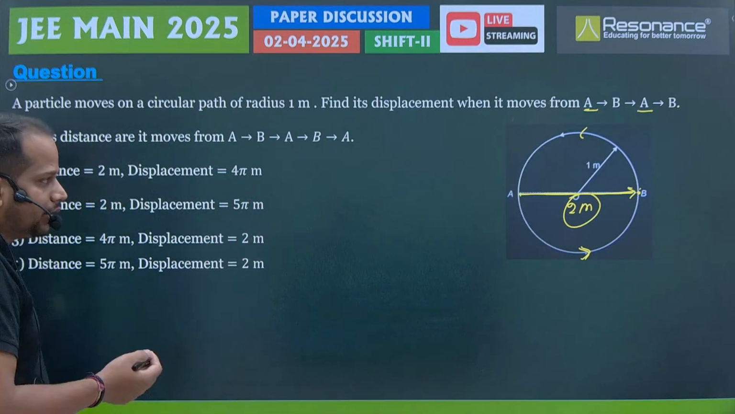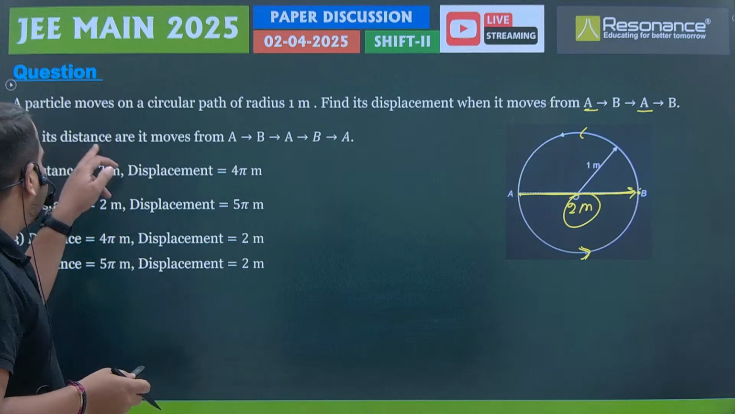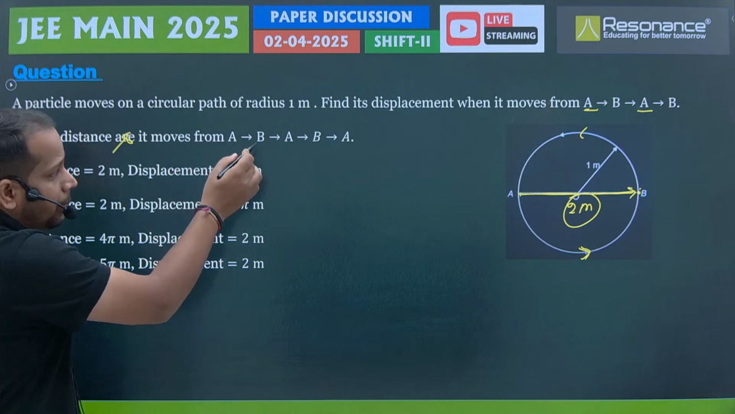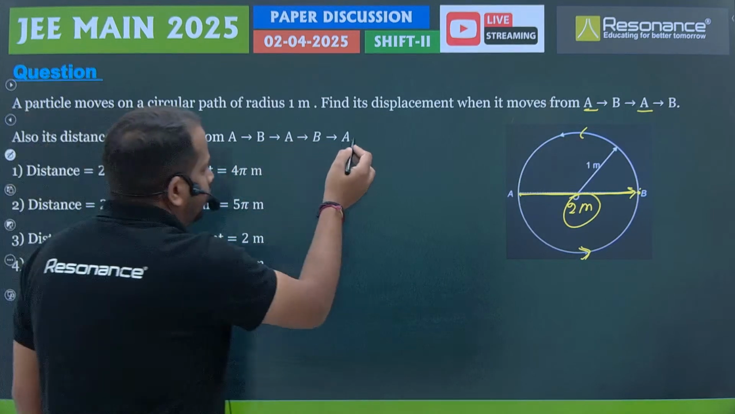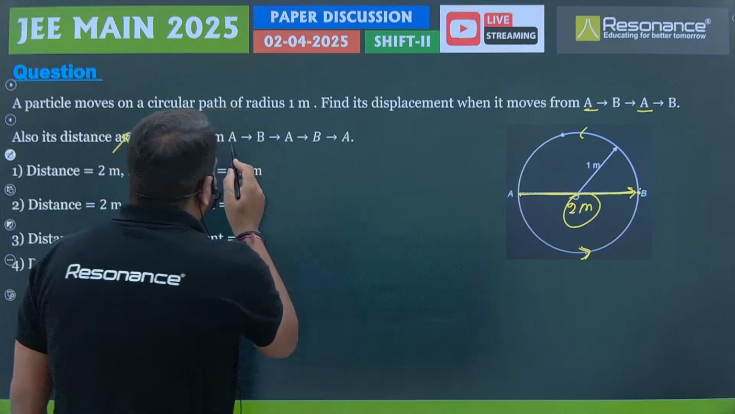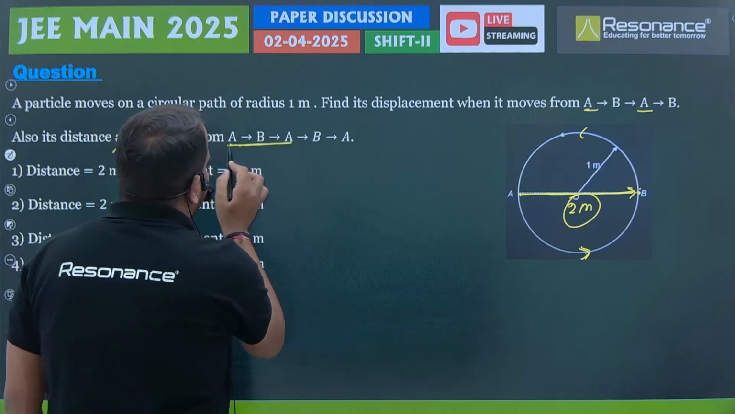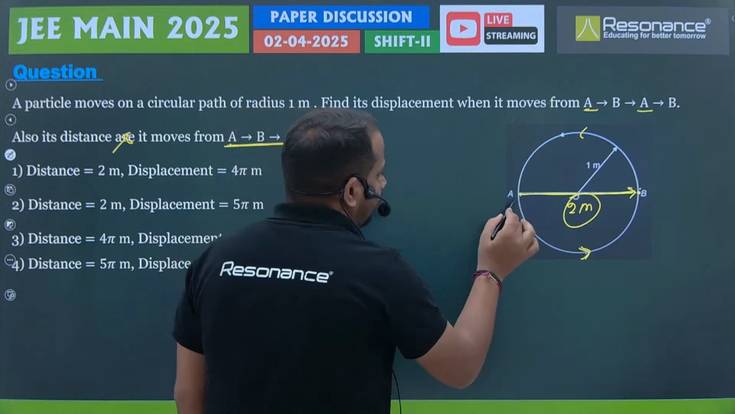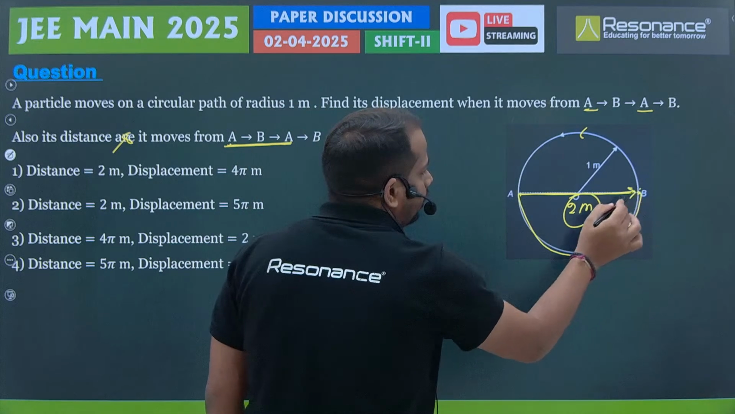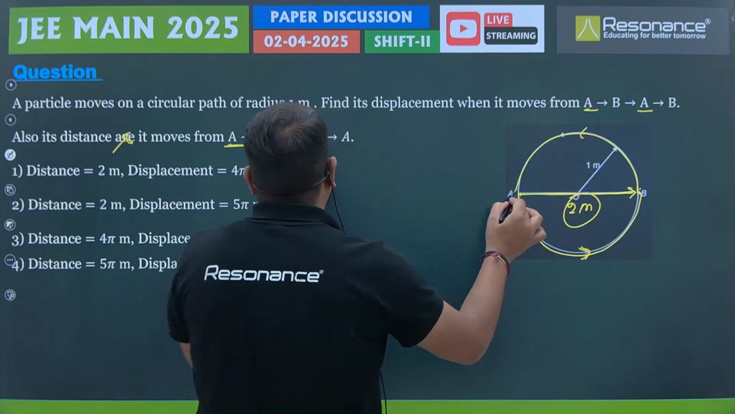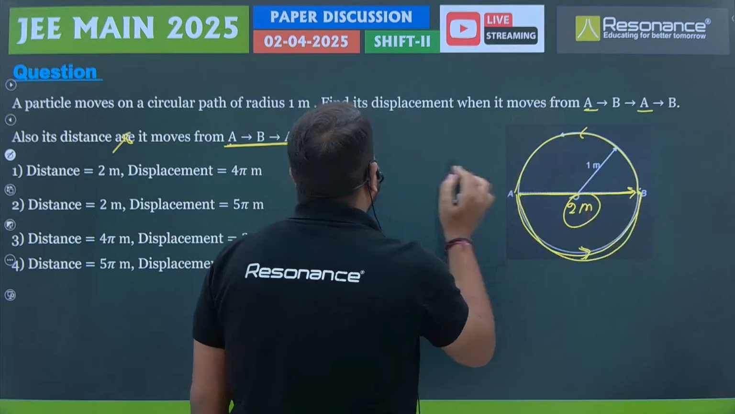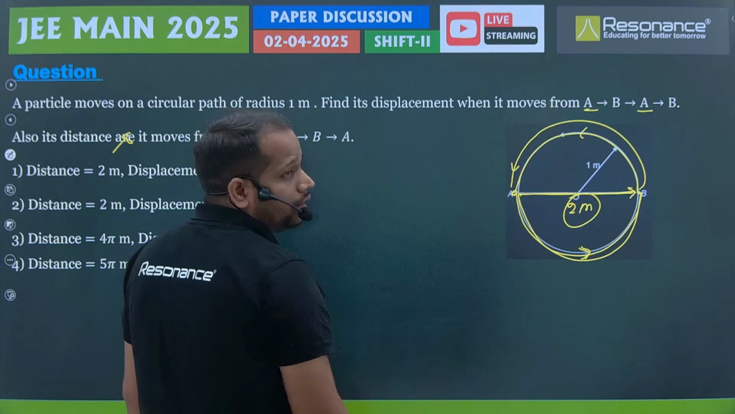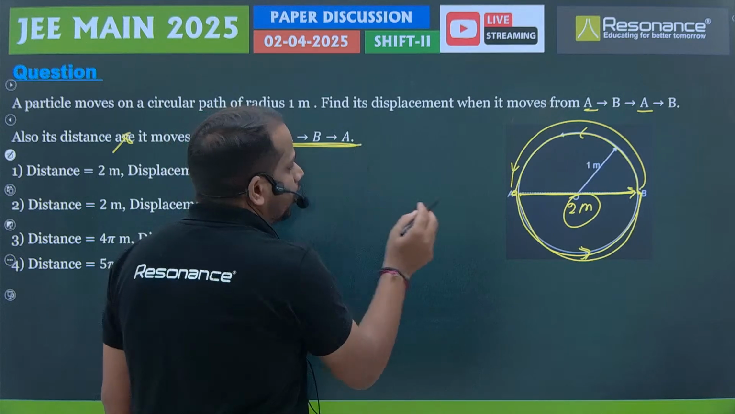Now let's see the next thing. In this one, also find the distance as it moves from A to B, B to A, and again B to A. So what we'll do in this one? While we are considering A to A, it will complete one revolution. Again it is coming over here, again A to B, again B to A, so again it is returning over here. So can we say finally it is over here, right? So it is completing 2 revolutions over here.